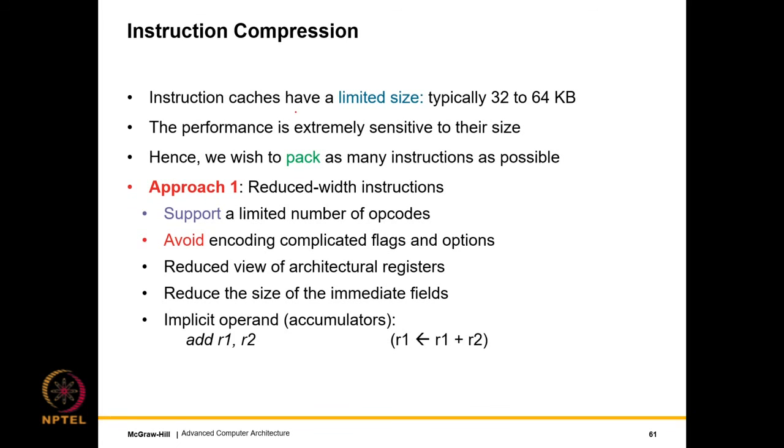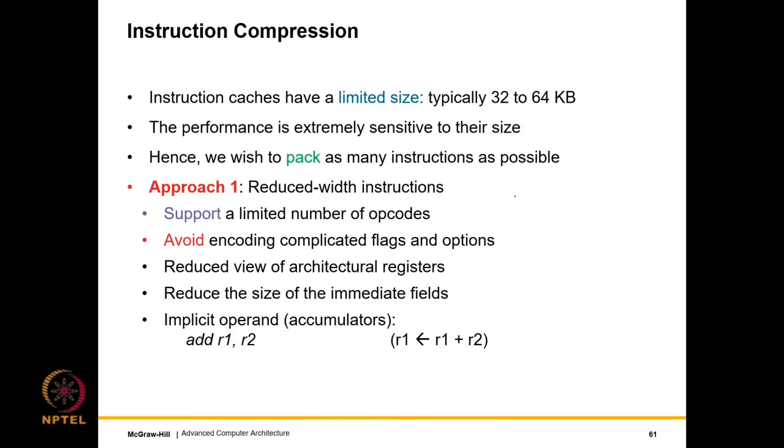In instruction compression, we have to understand that instruction caches have a limited size. They are typically between 32 to 64 kilobytes, and the performance is extremely sensitive to their size, particularly for cloud computing workloads, where they have a lot of instructions, and so a small change in the efficiency of the instruction cache can create a major difference. Hence, we wish to store as many instructions in the instruction cache as possible.